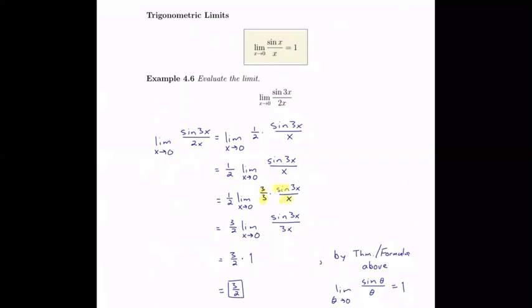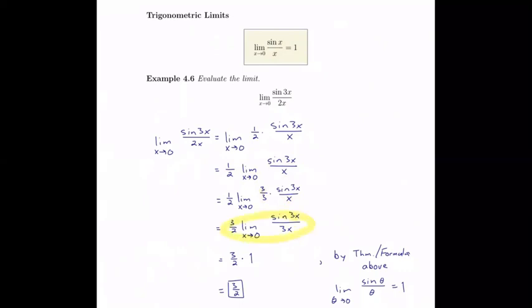But I don't want the 3 times sine 3x in the numerator. So I'll just put it out here in front of the limit. That's fine. I've got a 3 here. I've got a 3 there. Those two 3's would cancel, and we'd have this initial expression here again if we wanted it. So everything's fine. And we're down here at this step.